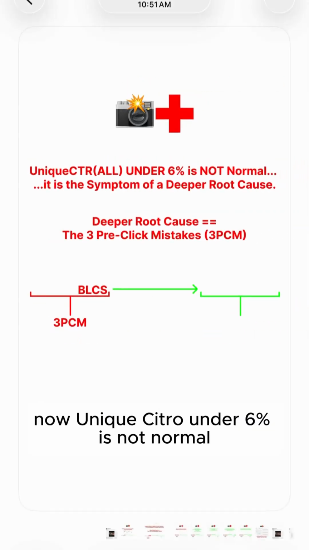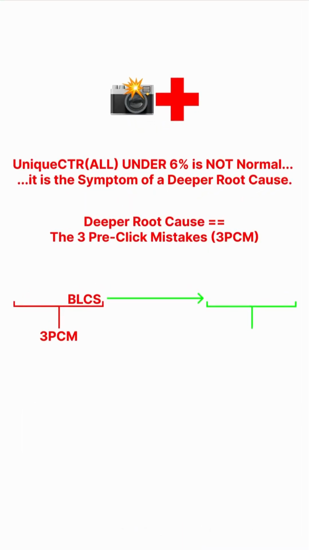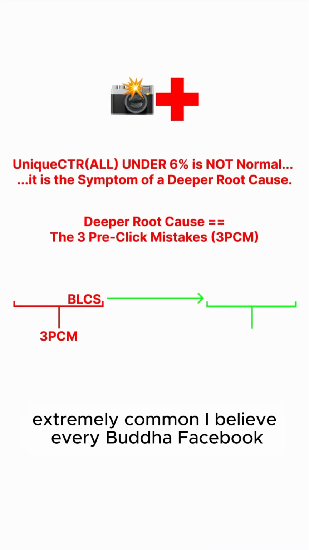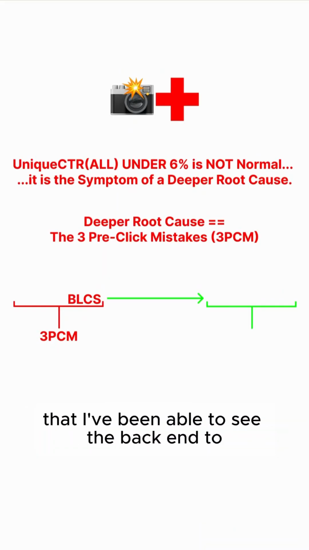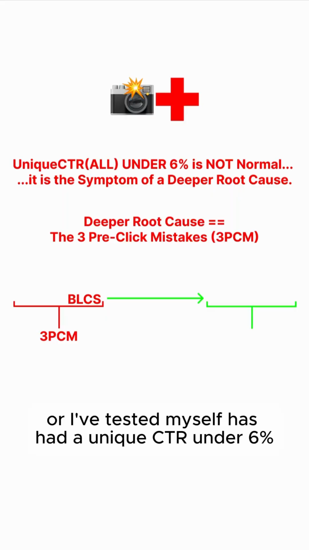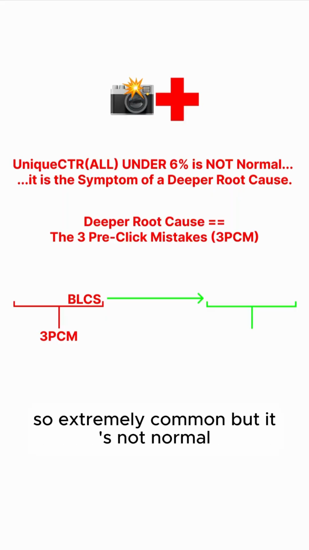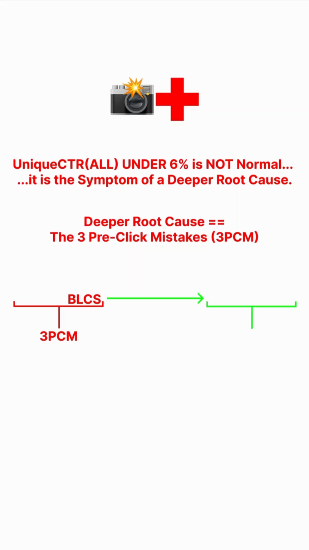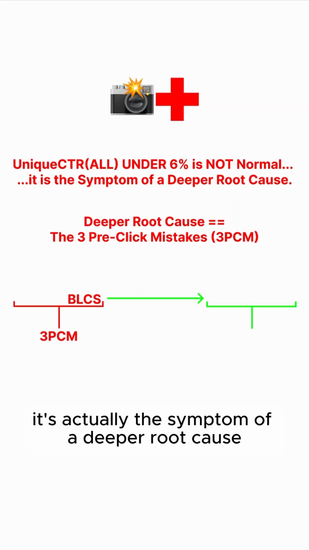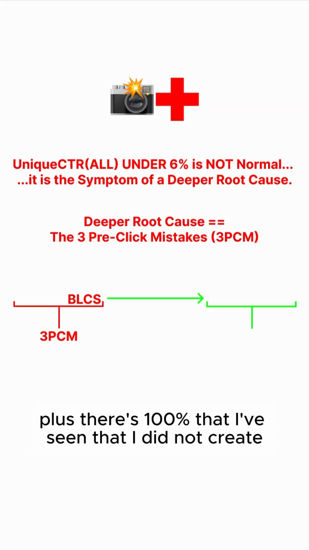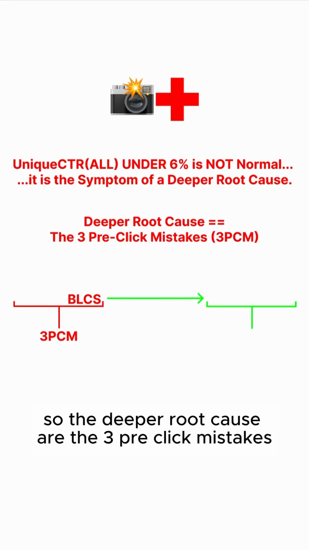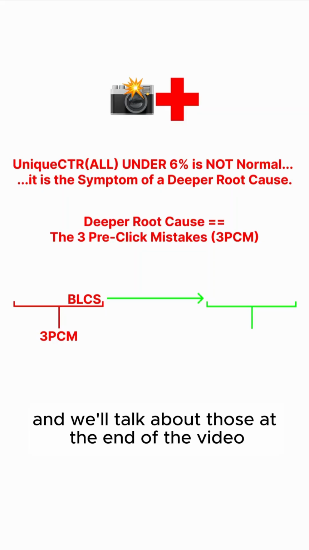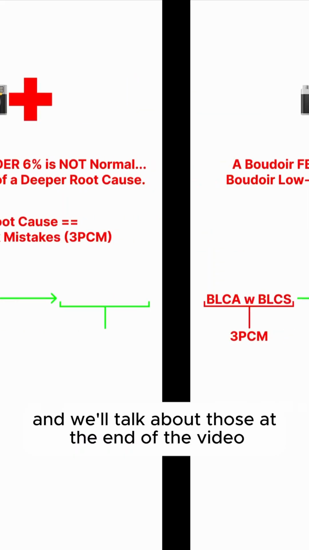Now, unique CTR under 6% is not normal. Extremely common, I believe every Boudoir Facebook ad I have seen that I've been able to see the back end to, or I've tested myself, has had a unique CTR under 6%. So extremely common, but it's not normal. It's actually the symptom of a deeper root cause. 100% that I've seen that I did not create had BLCS. So the deeper root cause is the 3 pre-click mistakes, and we'll talk about those at the end of the video.